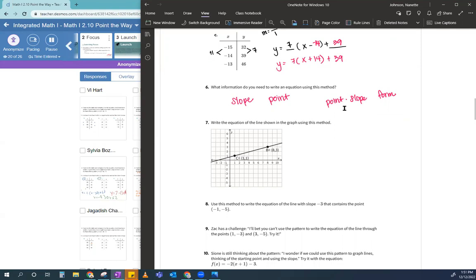So the actual formula looks kind of crazy. It's y equals m parentheses x minus x1 plus y1. Now, the reason why those little ones are there is that's a point versus an x and a y. So don't worry about that. That's just the placeholder. Put your x here, put your y here.